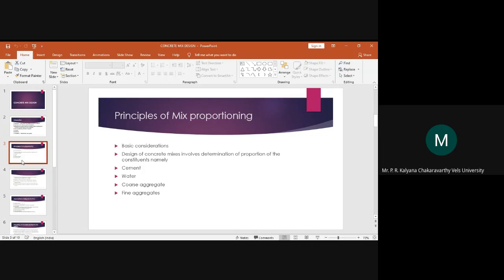Principles of mix proportion. Basic consideration in mix proportion. The design of concrete mixes involves determination of the proportion of the constituents which are being added in the concrete matrix. What are the materials? Cement, water, coarse aggregate, and fine aggregate, as you know. For determining these proportions only, we are going for the mix design.